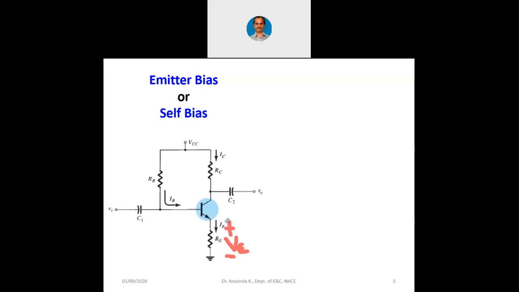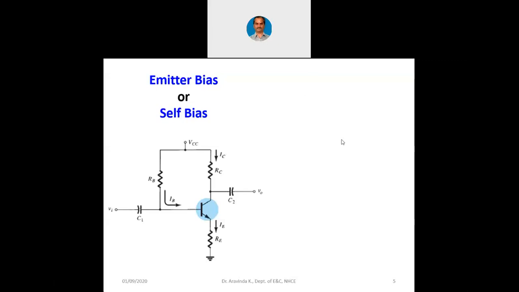Now if there is a voltage drop across this RE, this PN junction's cathode is connected to the voltage which is positive. So naturally this transistor is prevented from going into saturation. It will remain in the active region only. That is how we are ensuring it through this resistance. Please revise the theory class which we had discussed in detail earlier.